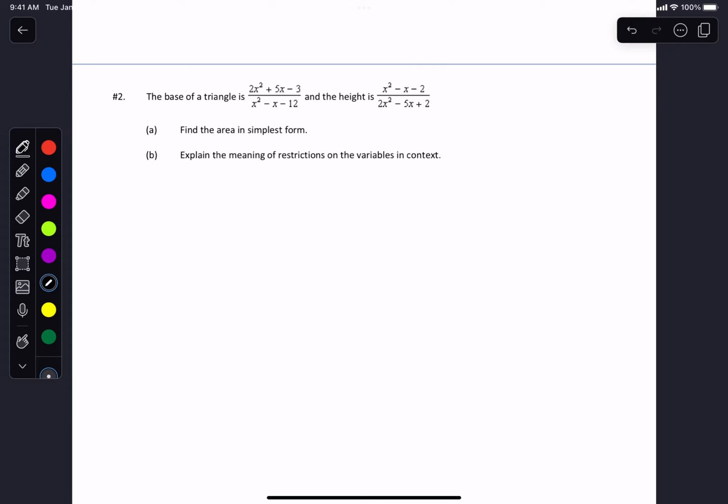Okay, so the base of a triangle is represented with that expression, and the height is represented with the other one. Okay? Find the area of the triangle that those dimensions create. So, what's the area of a triangle? Just remind me. It's the base times the height divided by 2, or multiply it by 1/2. I'm going to multiply by 1/2 because I think that's nice.